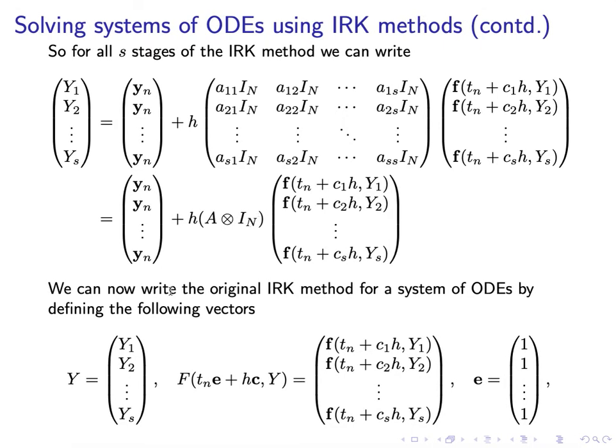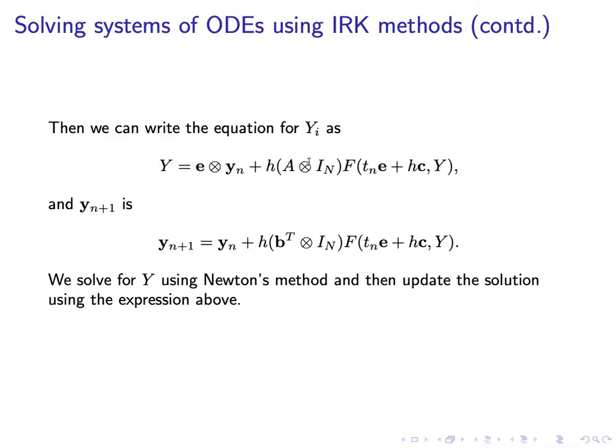We can introduce vector notation as well. So I'm going to let big Y be our vector of stage values. Okay, so that's also going to be a vector of vectors. Big F is going to be our vector of our functions. Now remember, each of these little f's is itself a vector. And I'm going to let E be just a vector of ones. Okay, so that means we can rewrite our stage value calculation as this.